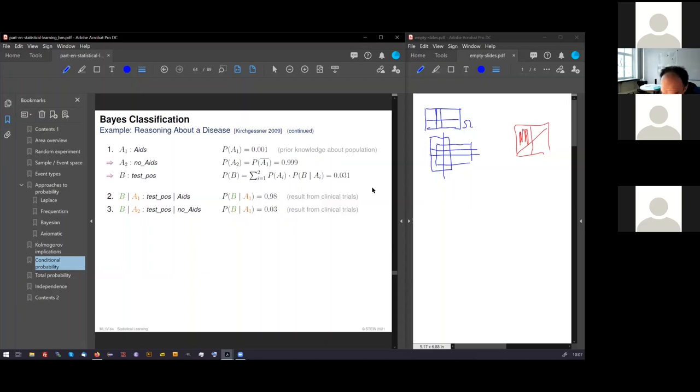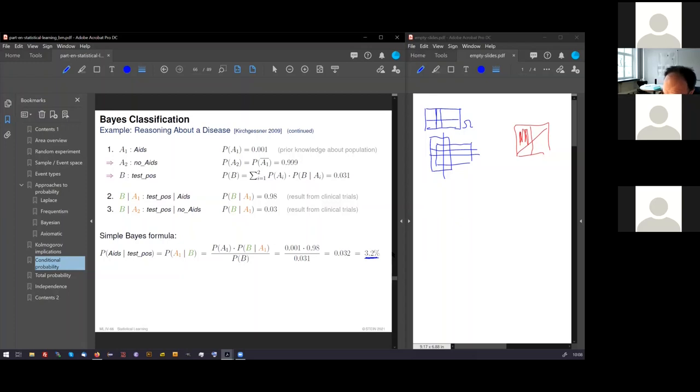The probability that a test is positive can be derived with the formula of the total probability. You know the priors for A1 and A2, and you have the conditional event probabilities here. This information you can plug into the Bayes formula and compute. And now you see the words from cause and effect. What is the probability that you have AIDS if you get a positive test? Plugging these values in says it's only 3%.